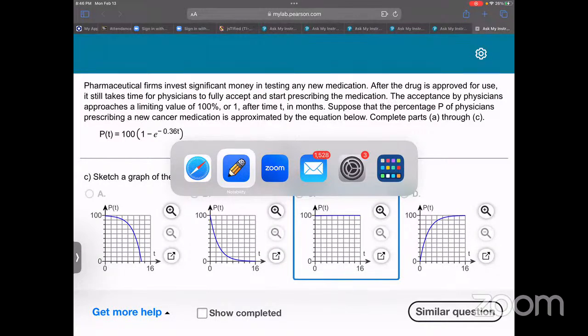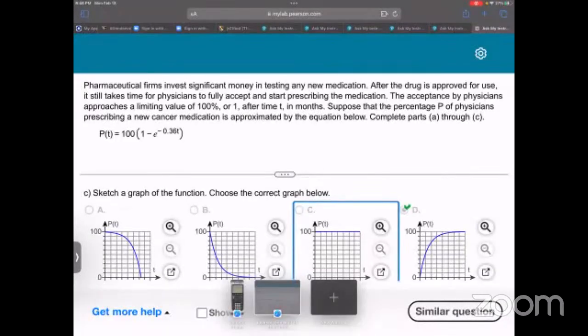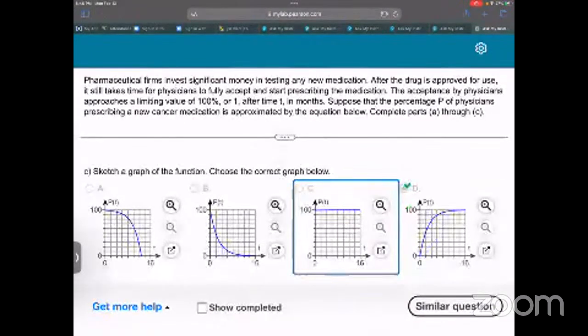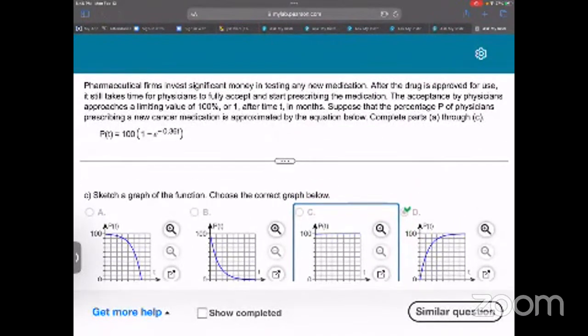All right. So that was the graph of the original function? Say it one more time. Is that the graph of the original function? Let's see here. Yeah, that model, right? It says sketch a graph of the function. So that P of T is just a graph of the original. Yes. Okay.